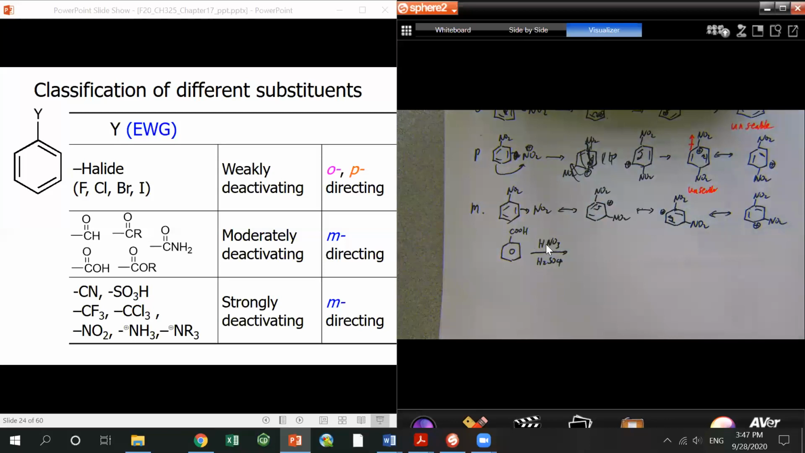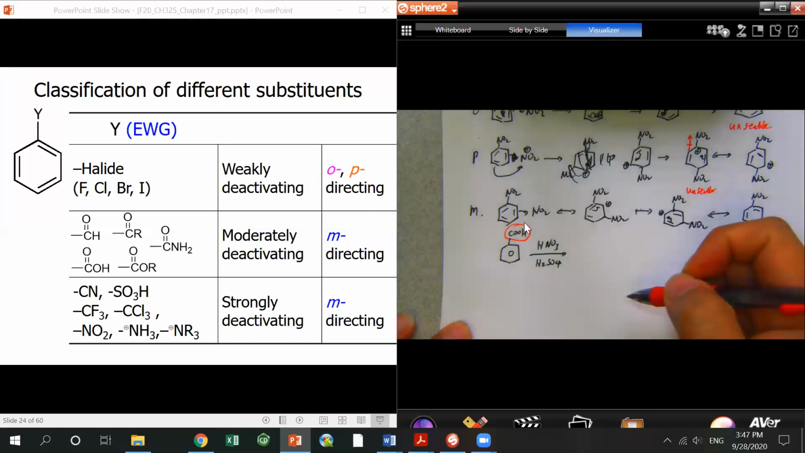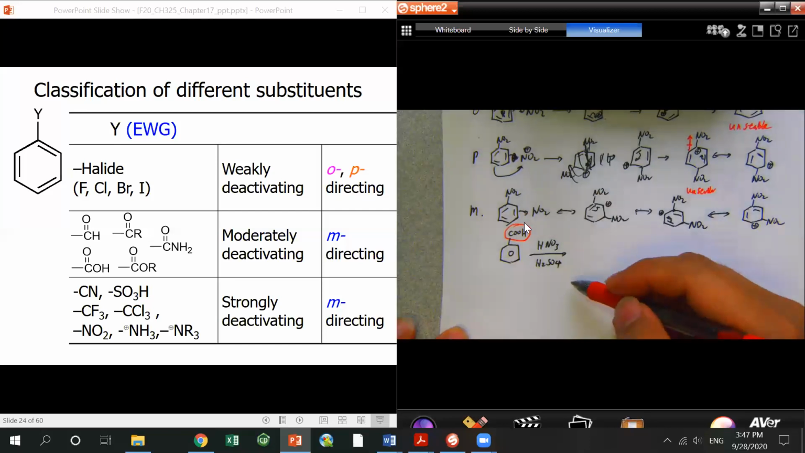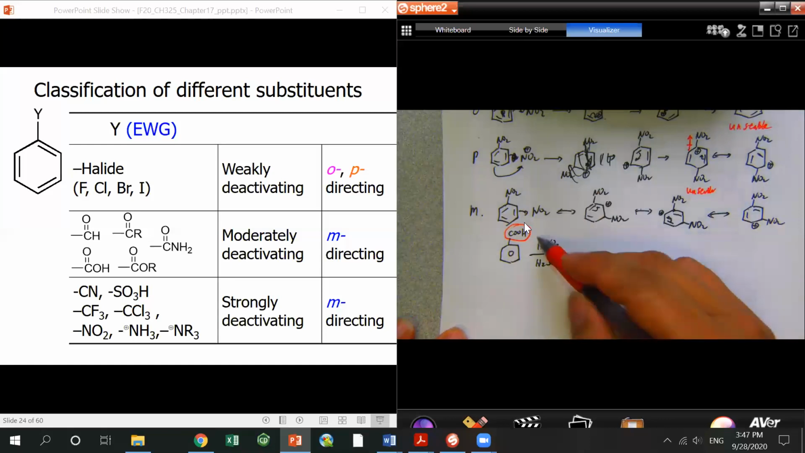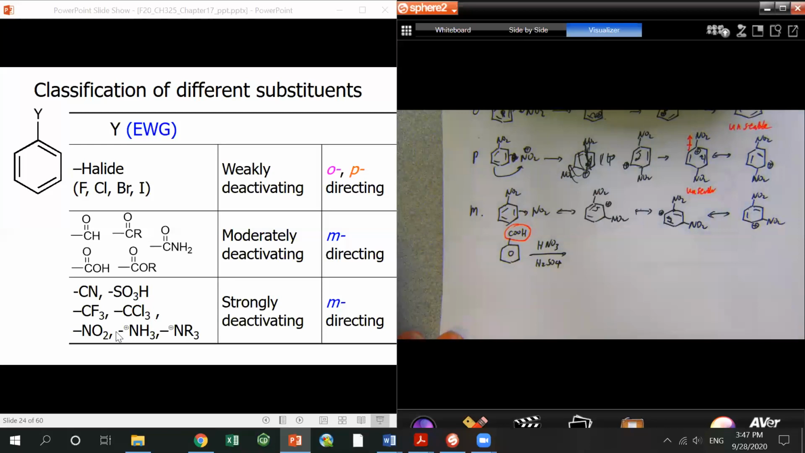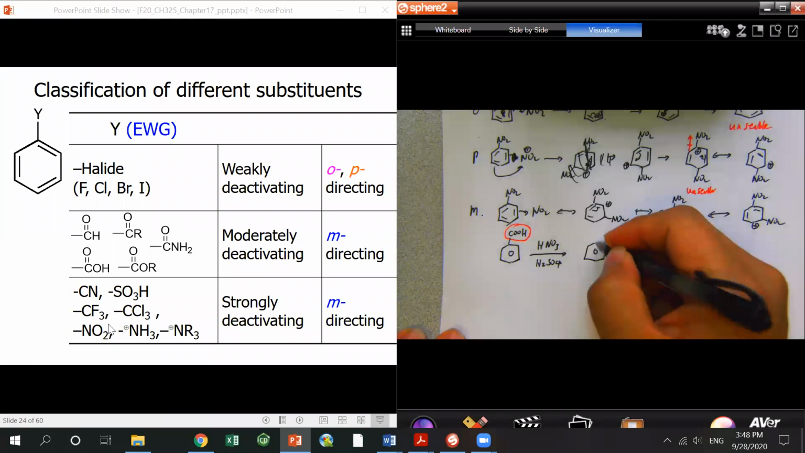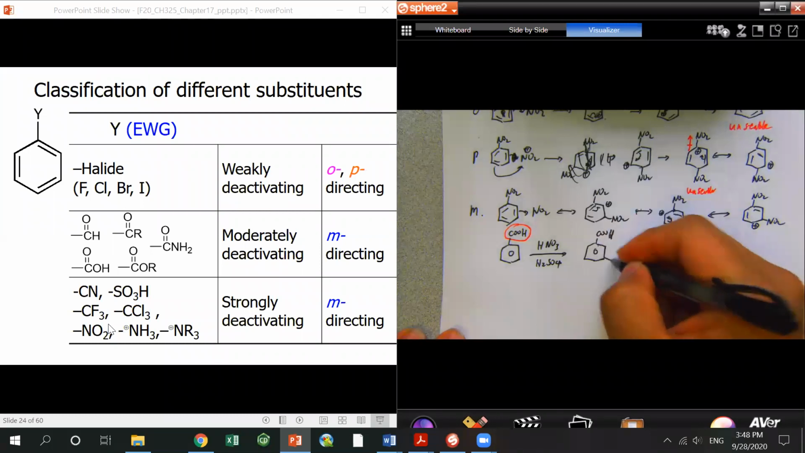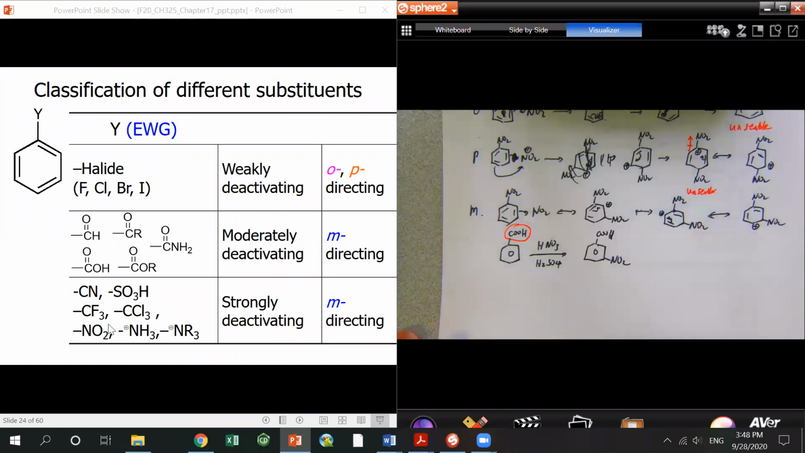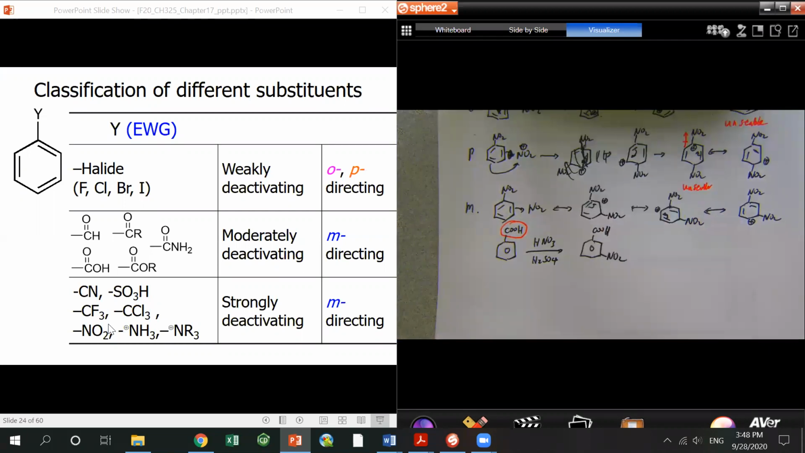Don't look at the new group here. You need to look at what's already on the benzene ring. That determines where the nitro group goes. Quite often students look at the wrong place to decide where it goes, and that's wrong. So look at what's attached. The carbonyl group clearly makes it a meta director, so in this case the product should look like this.